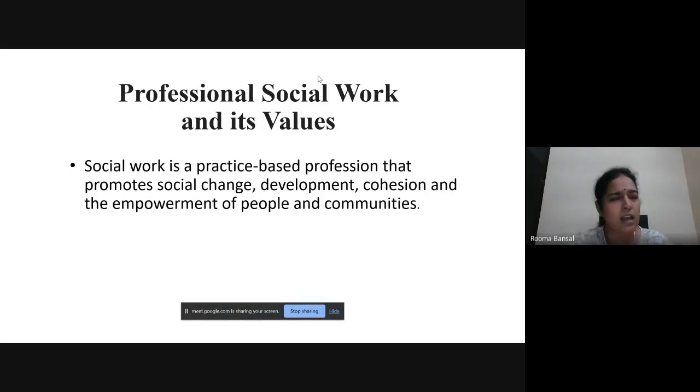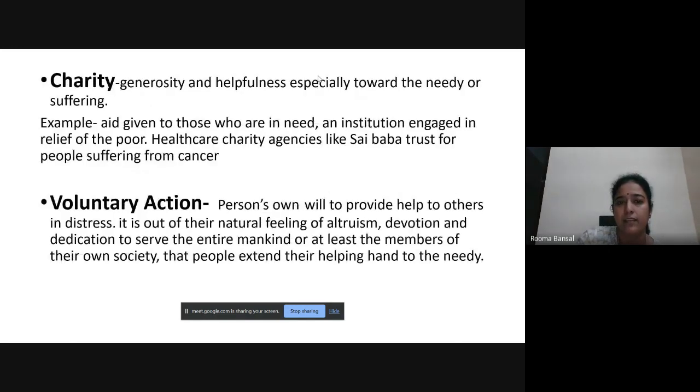According to our religion, our way of practicing our principles, values, we can understand what is the meaning of social work. Social work basically is a profession or a practice by which we can change the rituals. We can go for development, we can go for empowerment of people and communities. Basically, social work in ancient era or initial days has been divided into three parts: charity, voluntary action, and shramdan.